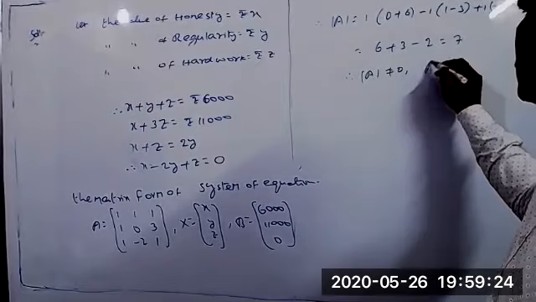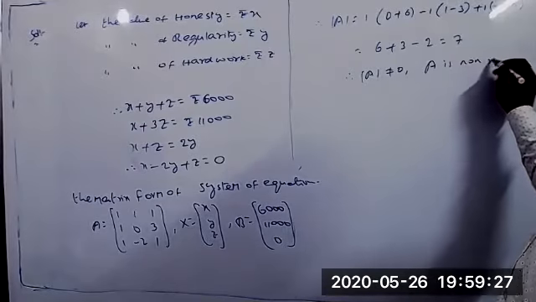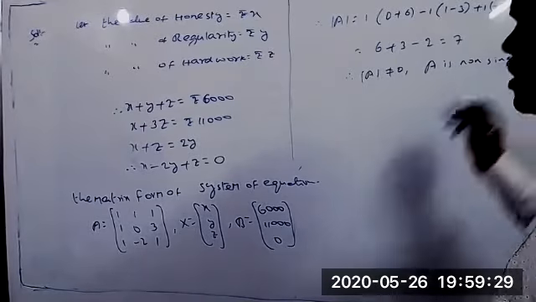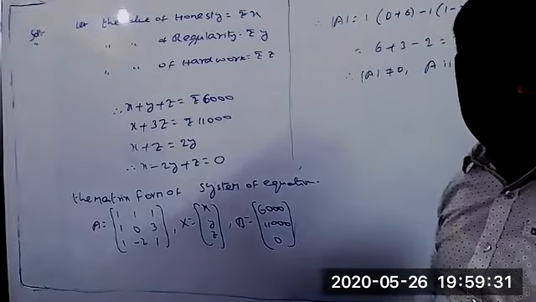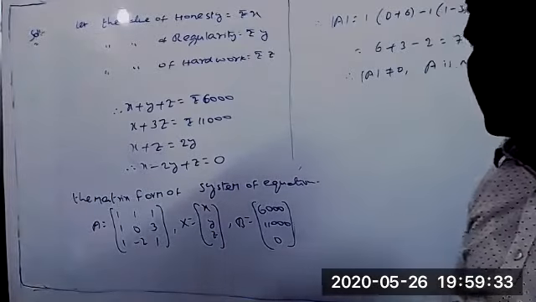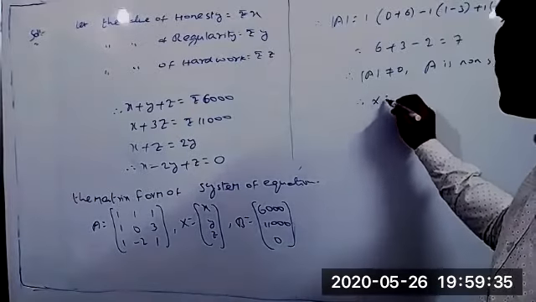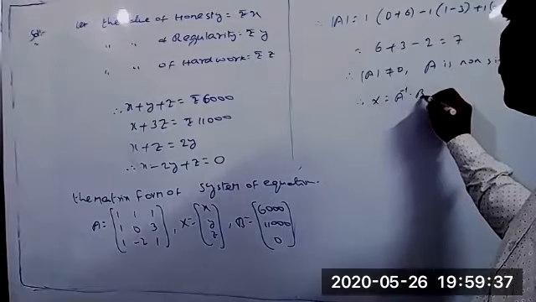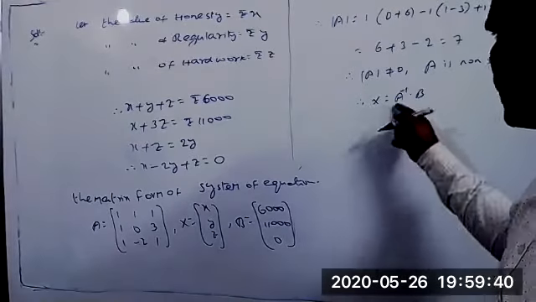Therefore A is a non-singular matrix. If A is a non-singular matrix, compulsory the inverse will be existing. So therefore, you can write X equal to A inverse into B. The value of A inverse we have to find out.